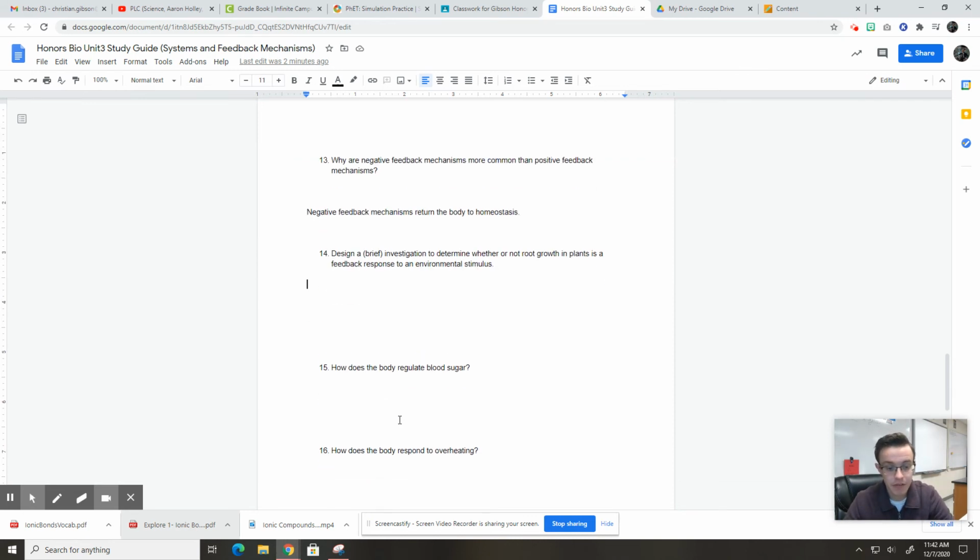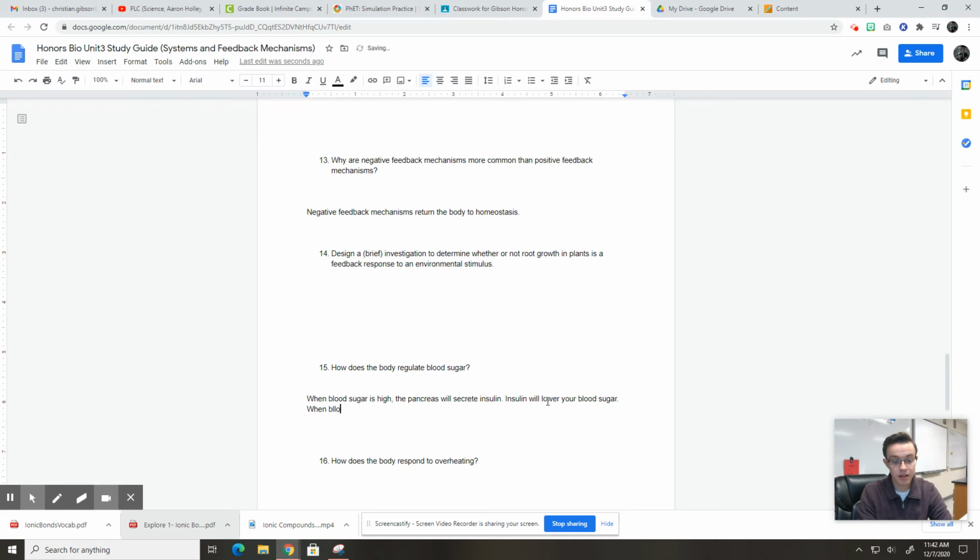Number 15, how does the body regulate blood sugar? It's through your pancreas. So when blood sugar is high, like you've just eaten, the pancreas will secrete insulin. Insulin will lower your blood sugar. It tells your cells to bring sugar out of the blood.